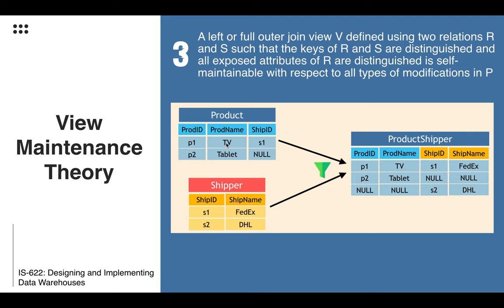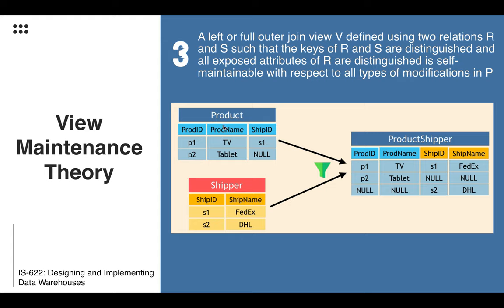When the attribute is included in the view. So you can see that the key is included in the view, right? Ship ID and product ID. So these two are keys for the two tables, and they are distinguished because they are included here. So that is the first requirement, the keys are distinguished, and all exposed attributes of R are distinguished as well.